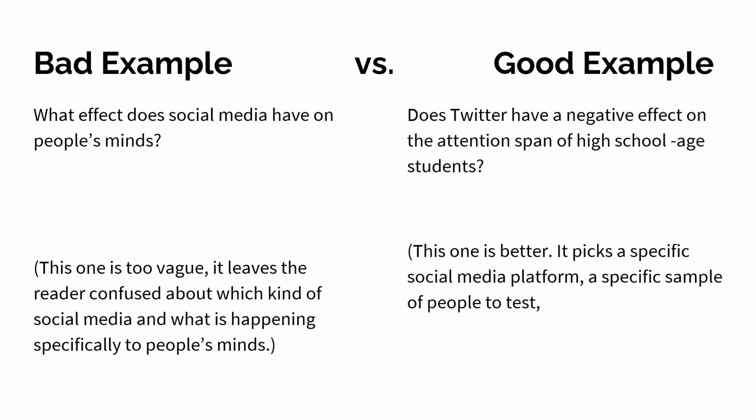It's very vague. So a better example would be, does Twitter have a negative effect on the attention span of high school age students? This one's much better. It picks a specific social media platform, it chooses an actual sample of people to test, and it gives you a directional effect here, a negative effect.